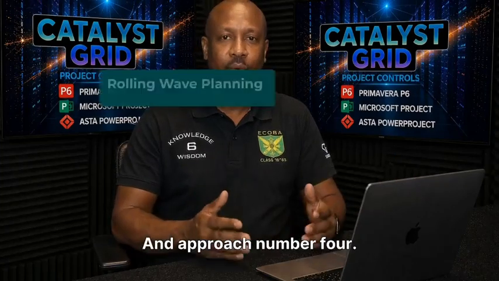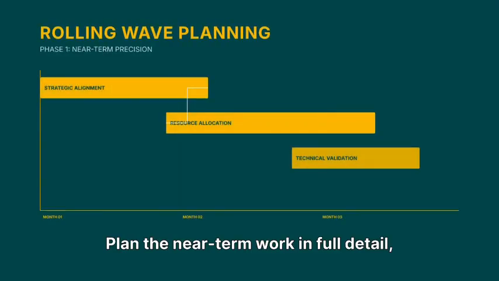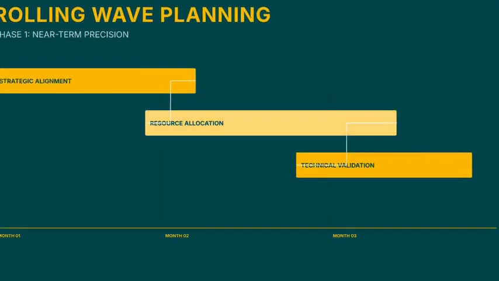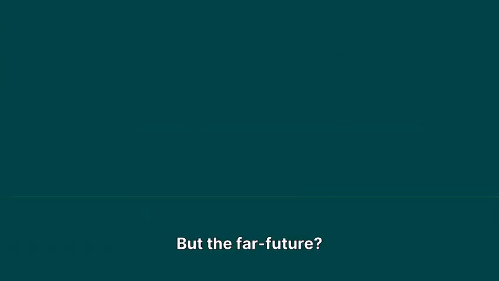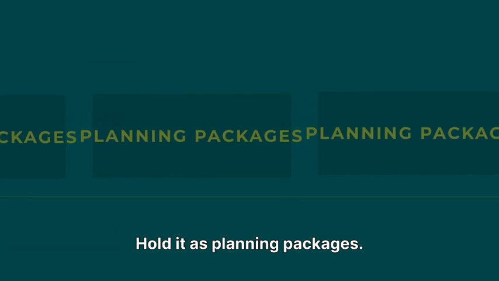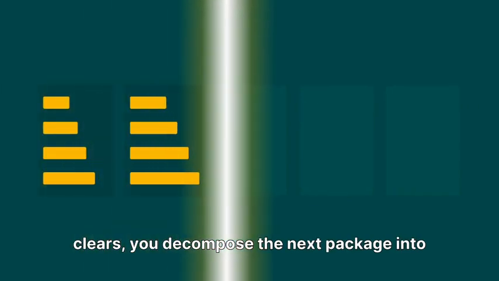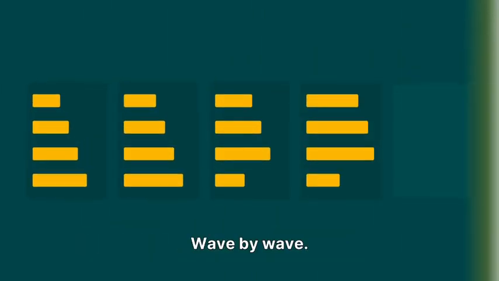And approach number 4, rolling wave planning. My favorite bridge between the 2 worlds. Plan the near-term work in full detail, because you actually know it. The next few months are defined, but the far future? Don't fake precision. Hold it as planning packages, large summarized blocks. As the wave approaches and the fog clears, you decompose the next package into detailed activities, wave by wave.